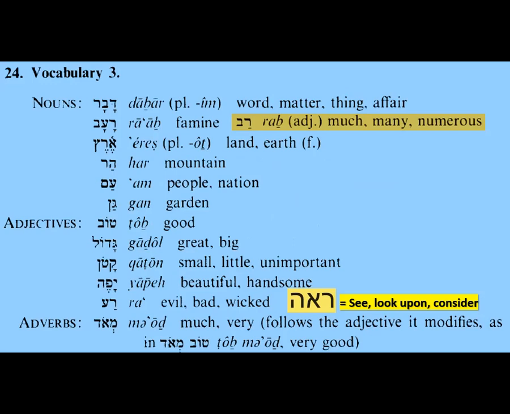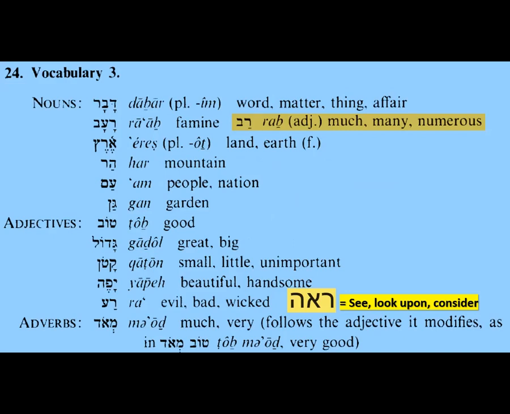Chapter 3, we went through davar, devarim, which means word or words, matters or things or affairs. Ra'av was famine, versus rav just meant much or many, and ra was bad or evil. Ra at the bottom, you see there. Eretz was land or earth, and aratzot would be the lands or earths, or planets in that case. Har is the word for mountain. Am was for people or nation, and gan was garden.